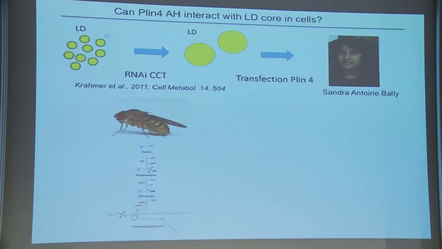So for this, we used Drosophila cells, because Drosophila have been used a lot in screens to determine protein factors that are important for regulating the size or the distribution of lipid droplets. And one protein that came out of these screens is called CCT1, which is an enzyme that catalyzes the rate-limiting step in the synthesis of phosphatidylcholine. So the phenotype that you get when you deplete CCT1 is that lipid droplets get bigger. And the explanation for that is that because you don't have enough phospholipid, the lipid droplets are fusing. So if the amphipathic helix can do the same thing as phospholipids, that means we should be able to rescue the size of the lipid droplets under these conditions.